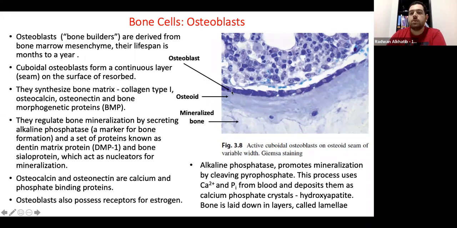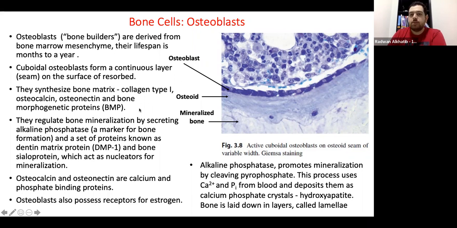They will start synthesizing first the jelly material that we've always talked about, which is the protein, or the type 1 collagen. Again, don't be fooled by the lots of names that are mentioned here. It's just to make your life harder. You can just read through them, but you don't need to memorize them, because there are a lot. Most important is type 1 collagen, and then you can just go through osteocalcin, osteonectin, and bone morphogenic proteins.